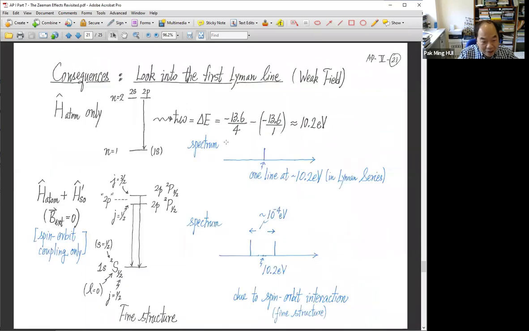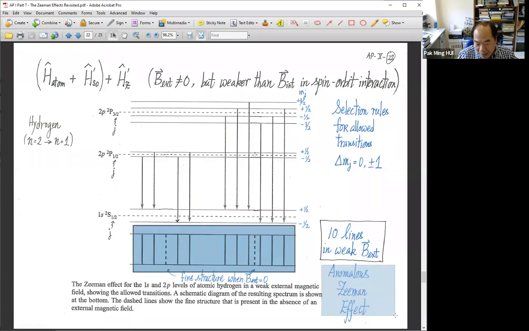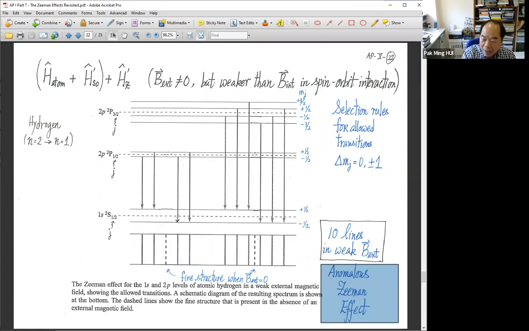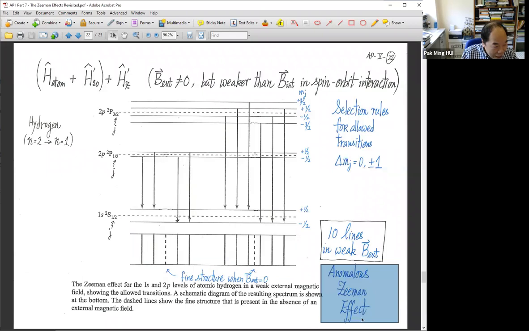conclusion, previously what we regarded as 1 line without anything, spin orbit Zeeman, becomes 10 lines. And that is the reason behind the enormous Zeeman effect. That also happens in sodium, because sodium happens that is a PP transition. I don't think that is a dominant one.